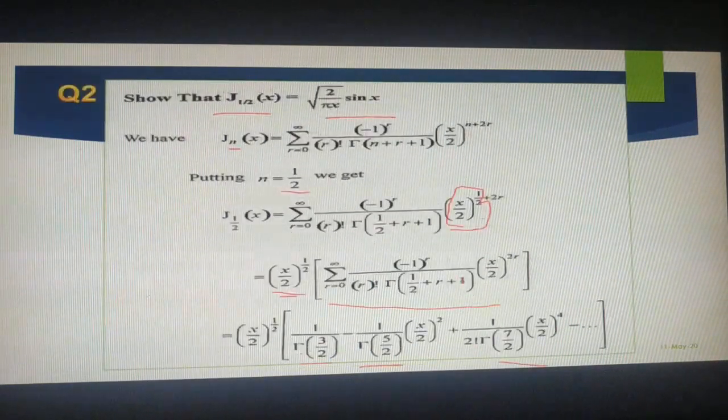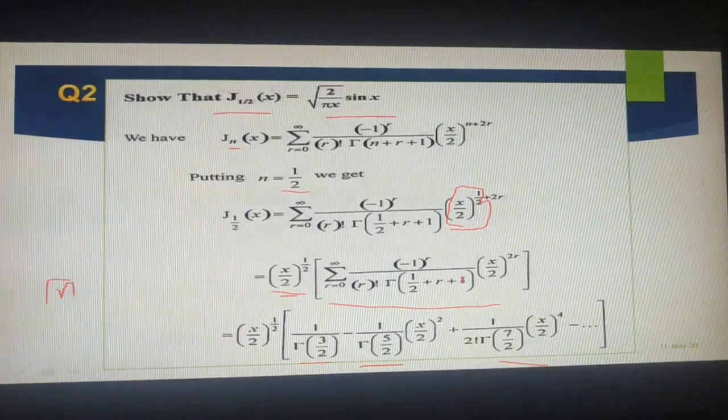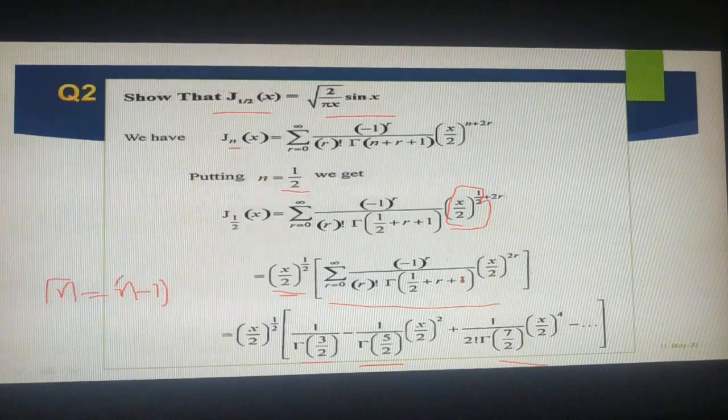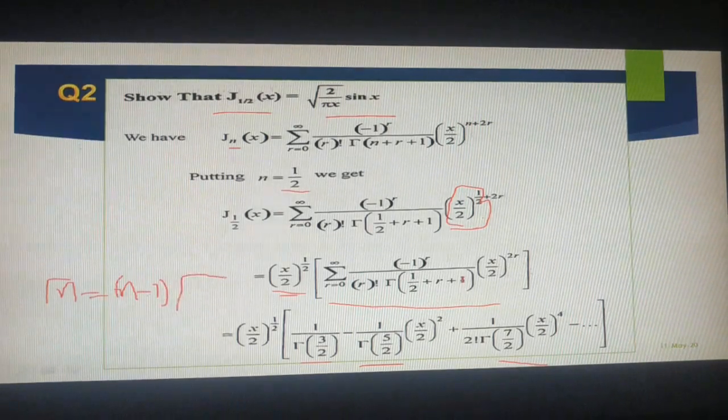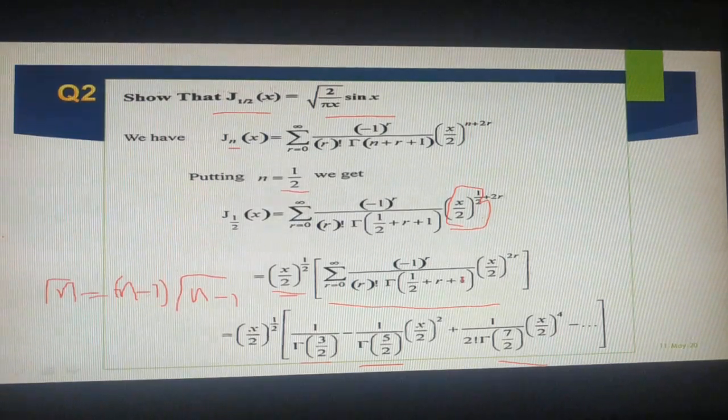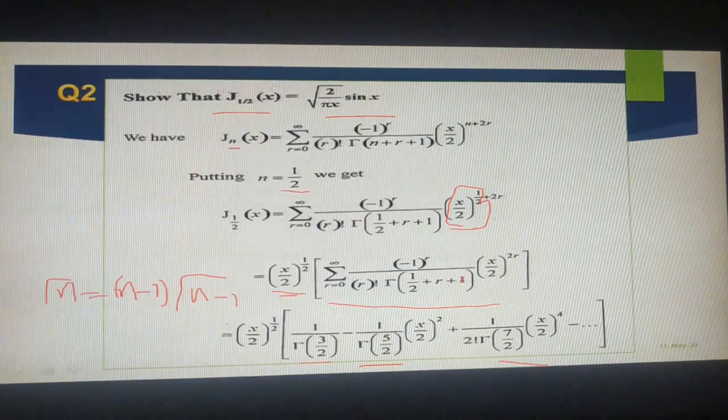If you see here, I'm going to use one more formula. As you know, we can write gamma n is equal to (n minus 1) into gamma (n minus 1). Do you remember this property also? This is one more property, isn't it? We have two properties. Gamma n is equal to (n minus 1) factorial. Gamma n is equal to (n minus 1) into gamma (n minus 1).